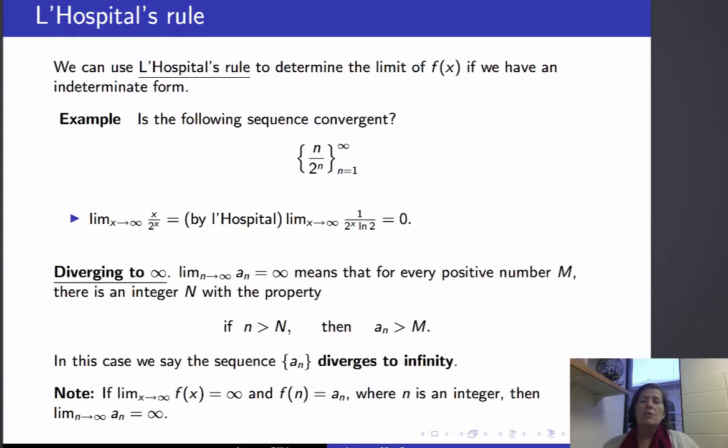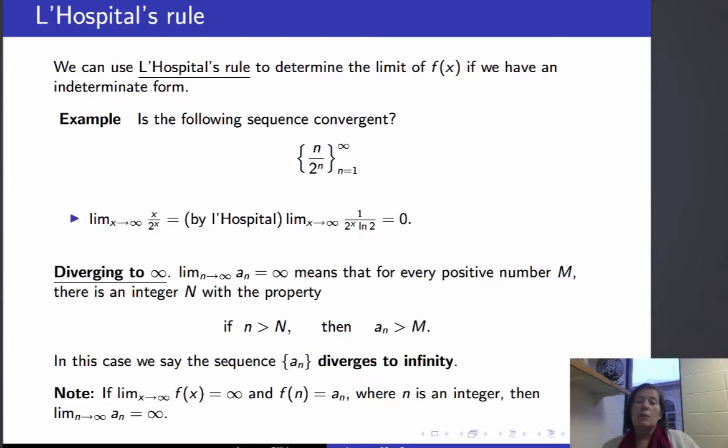Now what happens if the limit as n approaches infinity of a_n is infinity? Then we say that our sequence diverges, but this diverges with a particular pattern. It diverges to infinity. So we can give more information about how it diverges by saying it diverges to infinity.